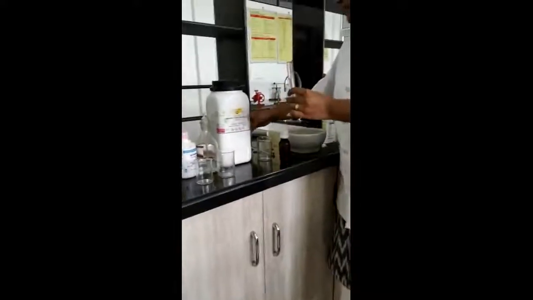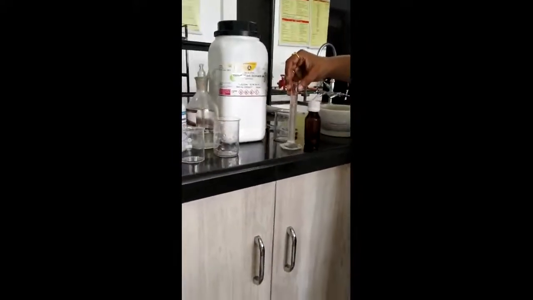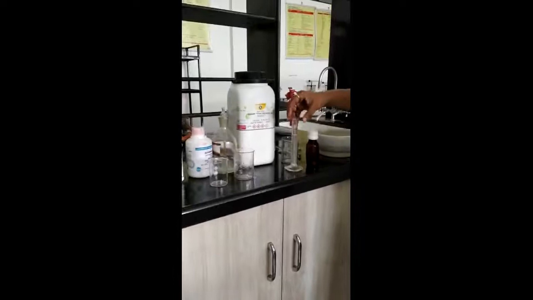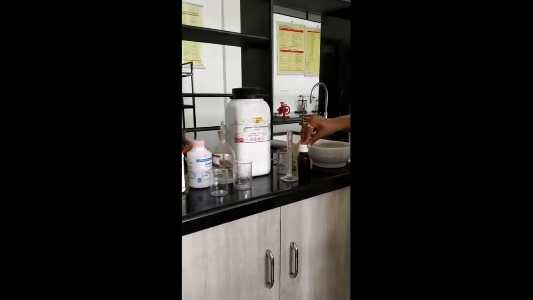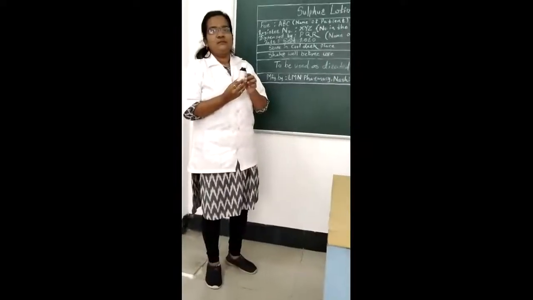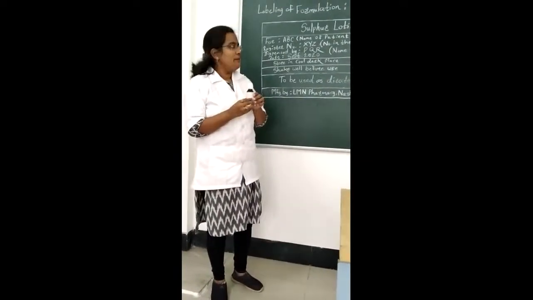Now I make up the volume with the help of rose water up to 10 ml. Then I am going to transfer this sulfur lotion into this bottle, and after that we will proceed to the labeling part. So now let's move towards the labeling part.